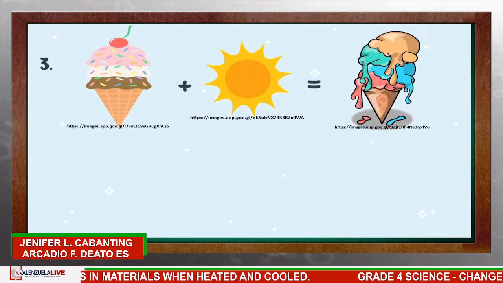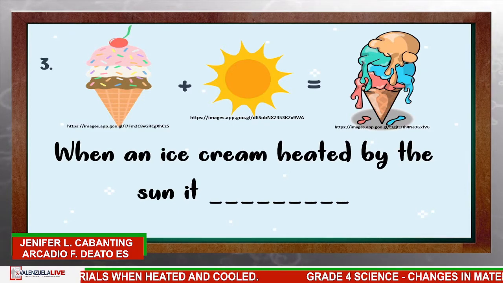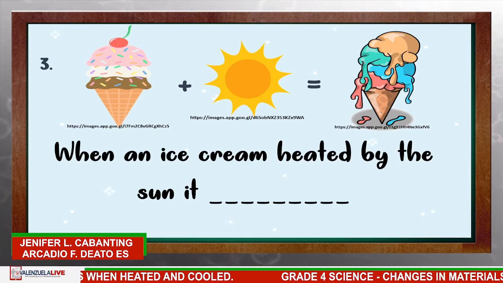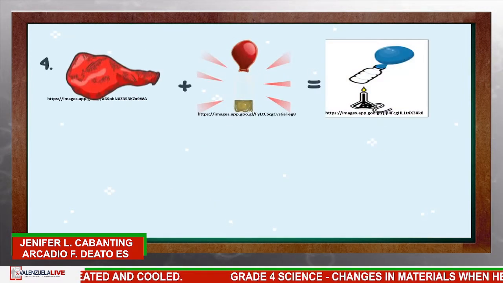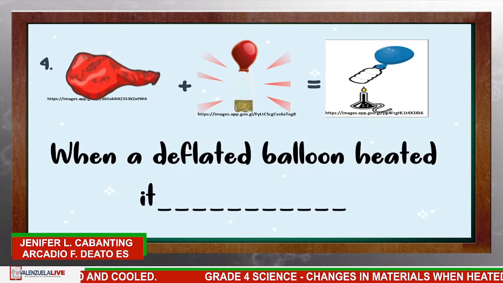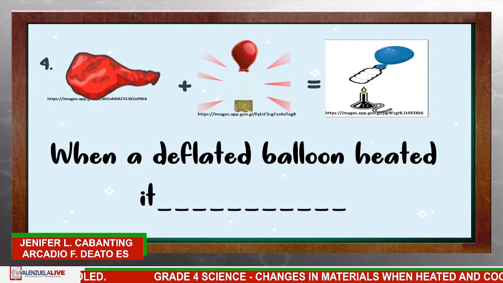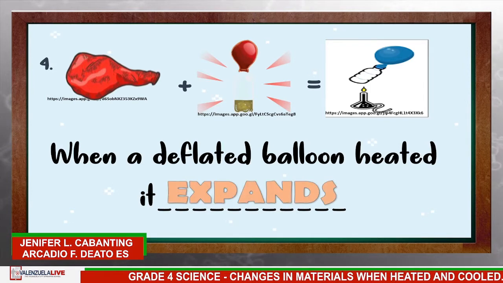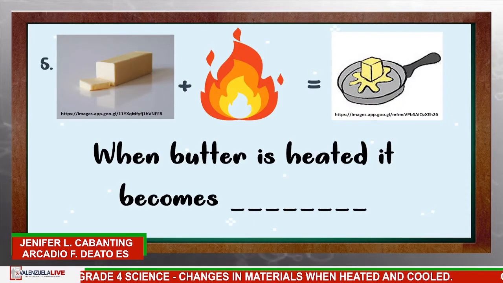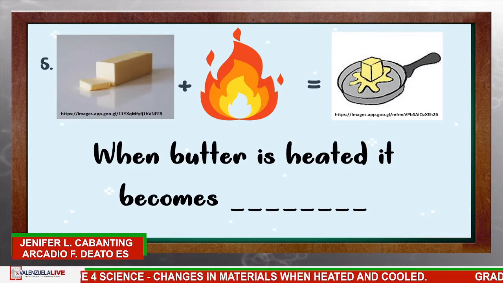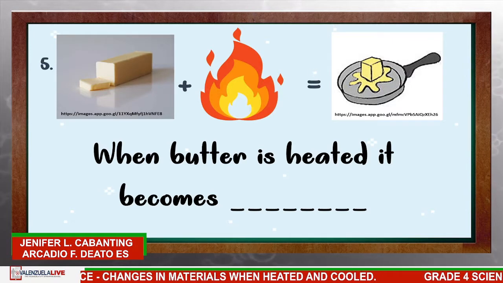Number 3. When an ice cream is heated by the sun, it blank. The answer is melt. Number 4. When a deflated balloon is heated, it blank. The answer is expands. And number 5. When a butter is heated, it becomes blank. The correct answer is melted.